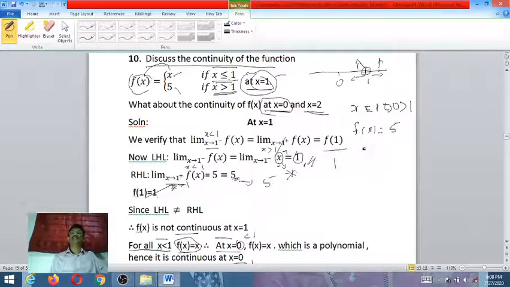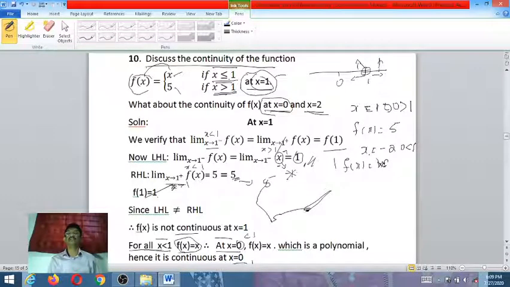If you take x is equal to minus 20, clearly less than 1. So for all less than 1, f of x is x. Therefore we can write here f of x will be equal to x. Remember, x is a polynomial, hence it is always continuous. Every polynomial function is continuous.